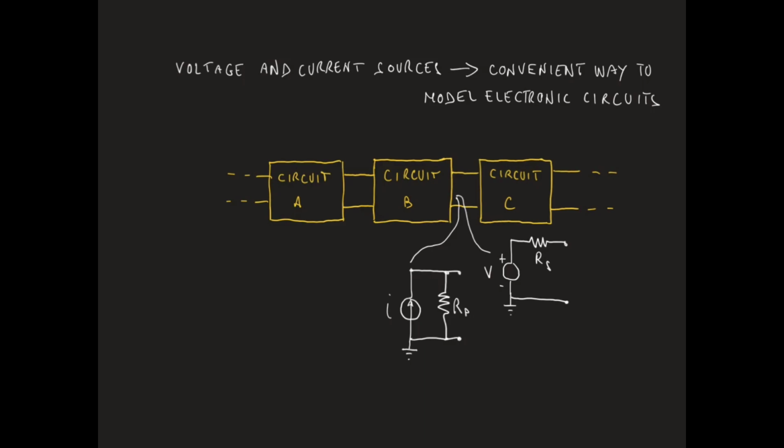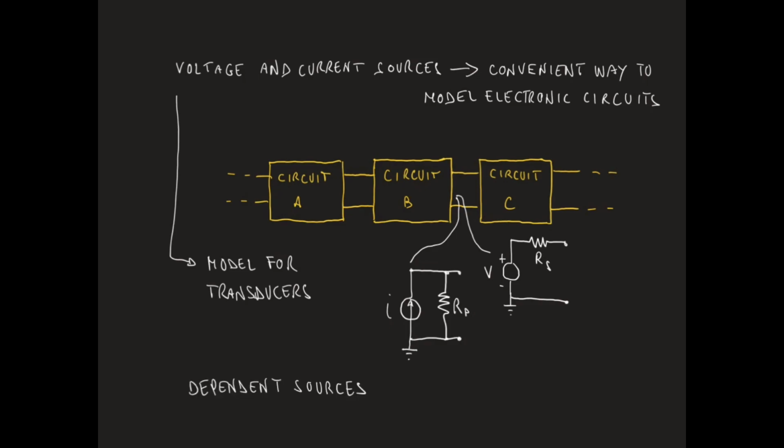Voltage and current sources are also used to model the behavior of transducers, devices which can convert physical quantities like temperature and speed, for example, into electrical quantities like voltage and current. As already mentioned, dependent sources are in particular used to model the behavior of active devices and circuits, like transistors and amplifiers.